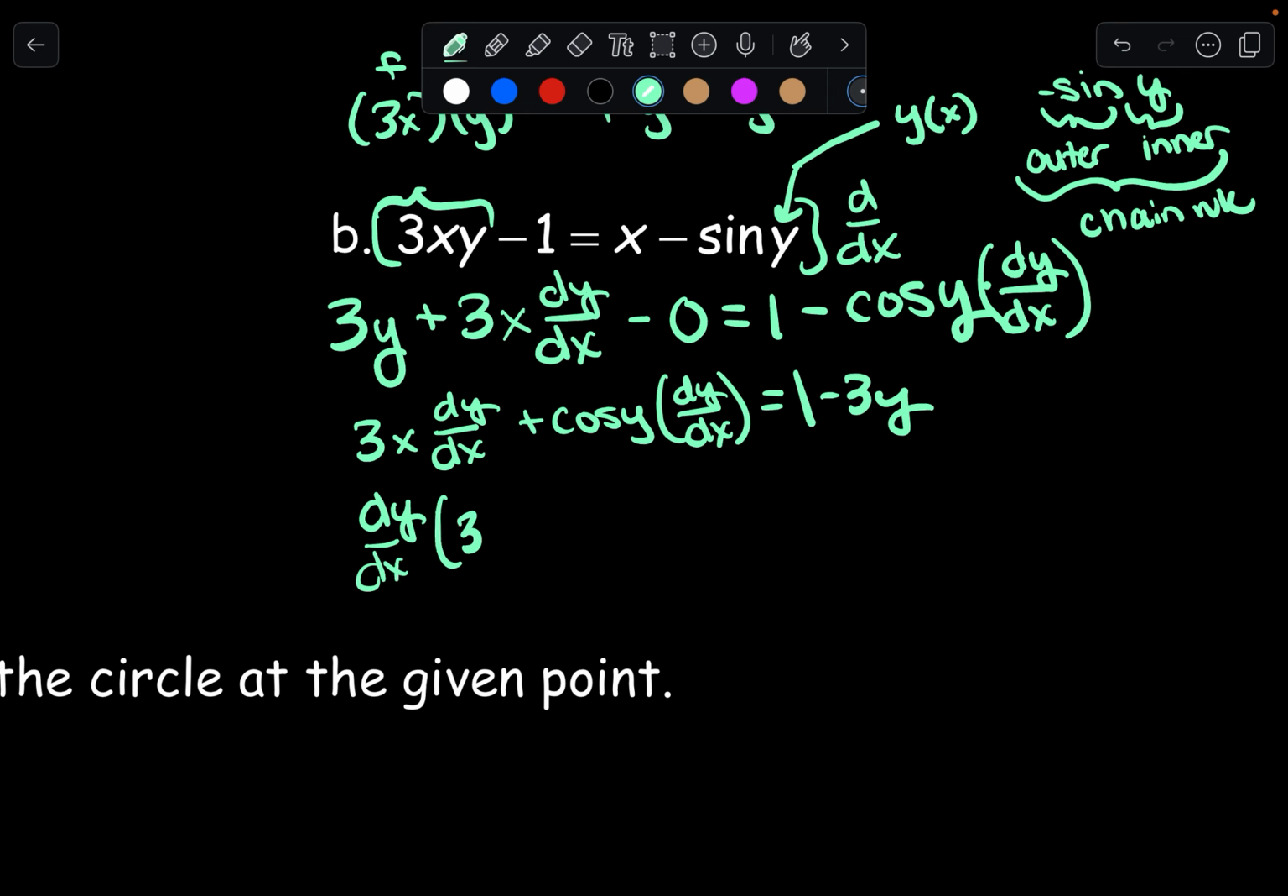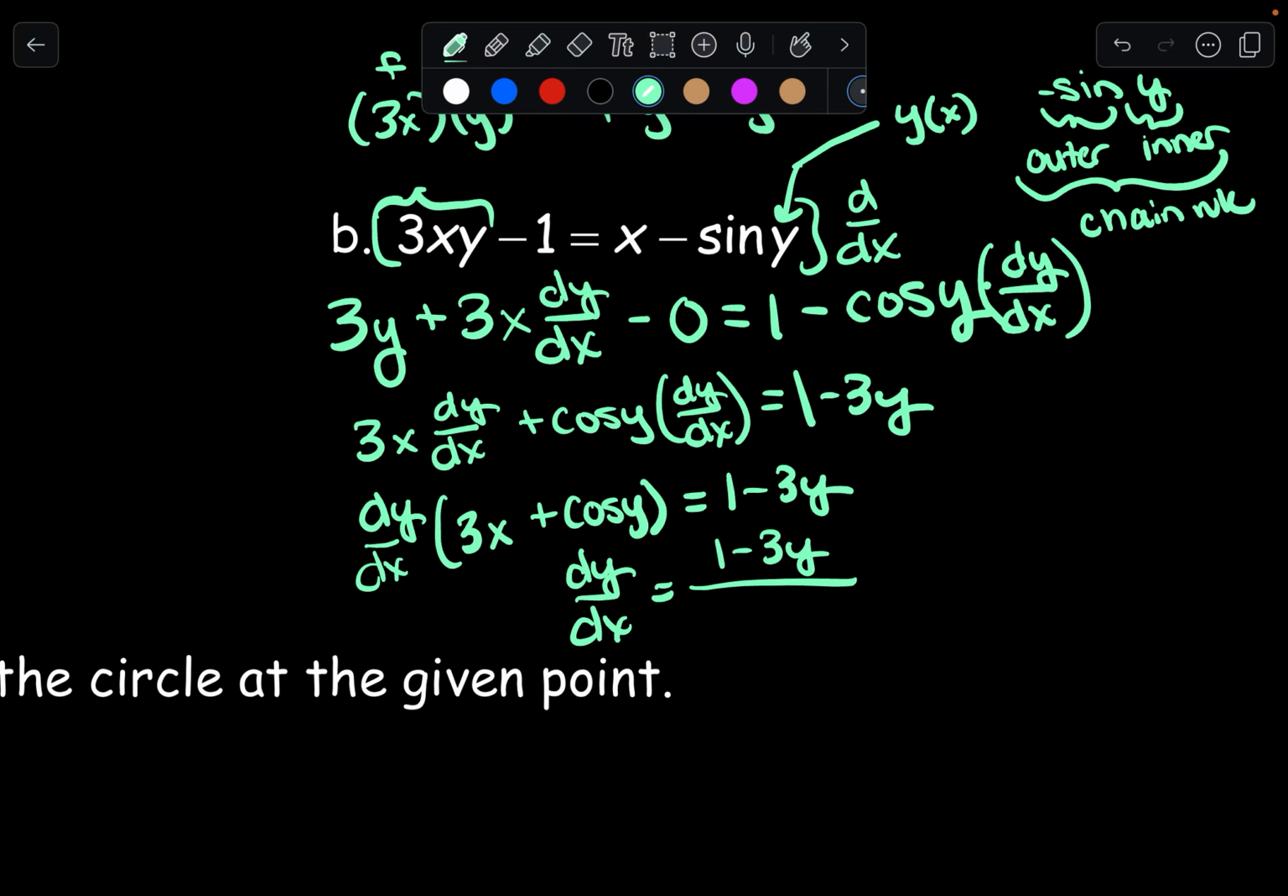So we're left with 3x plus cosine y, all times dy/dx, is equal to 1 minus 3y. And the last step is to divide by 3x plus cosine y. So dy/dx is equal to (1 minus 3y) divided by (3x plus cosine y).